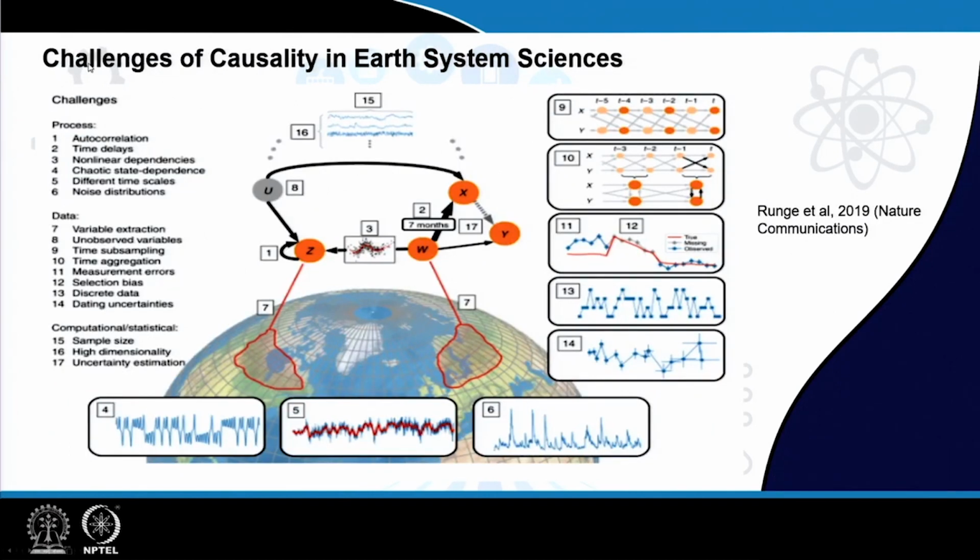Now let us discuss some of the challenges that we face when we are applying causal analysis in the earth system sciences. We had discussed these briefly in another episode in module 1. Let us discuss this in a bit greater detail now. The first challenge is autocorrelation. We know that autocorrelation is when the values of one variable depend on the past values of the same variable.